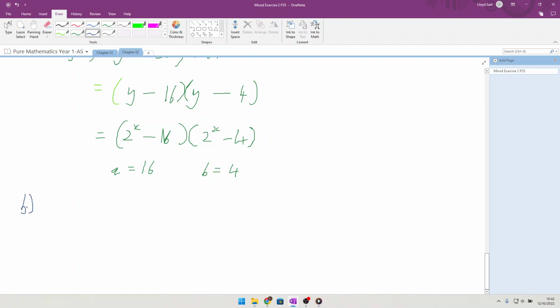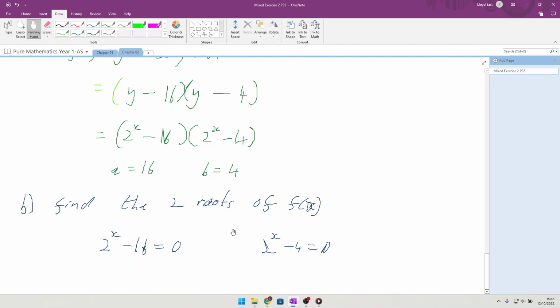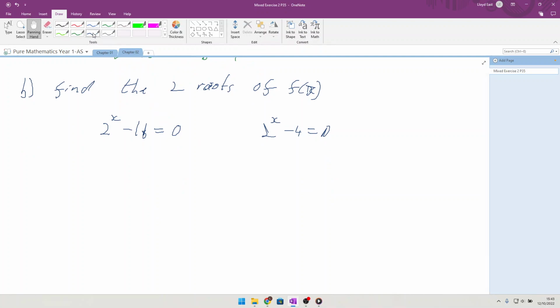Next part is question 8. Hence, find the two roots of f of x. So, we're going to have 2 to the power x minus 16 equals 0, and we are also going to have 2 to the power x minus 4 equals 0. So 2 steps to solve for two roots.